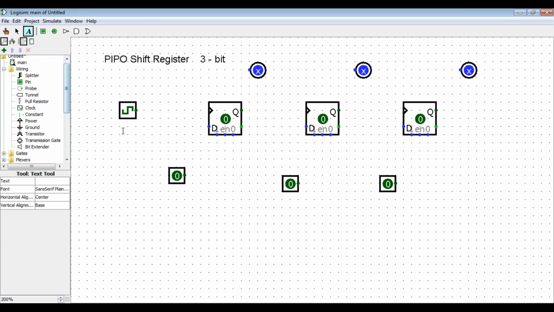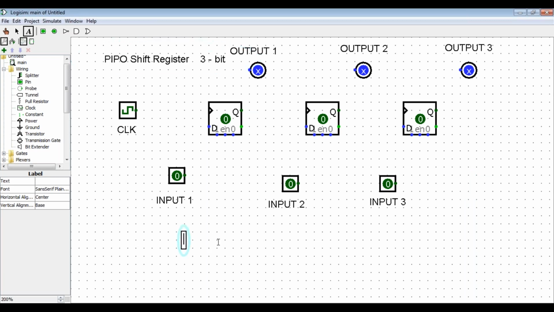Next I'm going for labeling. So this is my clock. This is my input 1. This is my input 2. This is my input 3. So this is my output 1, output 2. This is my output terminal 3. Okay, fine.